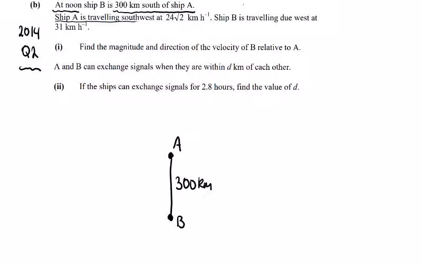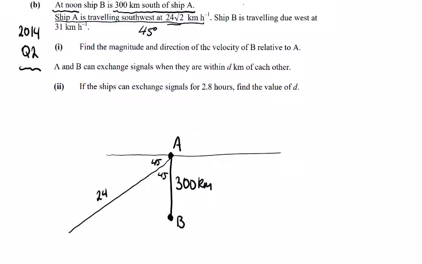Ship A is traveling southwest, so 45 degrees, at 24 root 2 kilometers an hour. So if we draw our x-axis across like this, ship A is going southwest. So it's going down this way. It'll be a 45-degree angle in there and in there. So that's the direction of ship A, and ship A is traveling at 24 root 2 kilometers an hour.